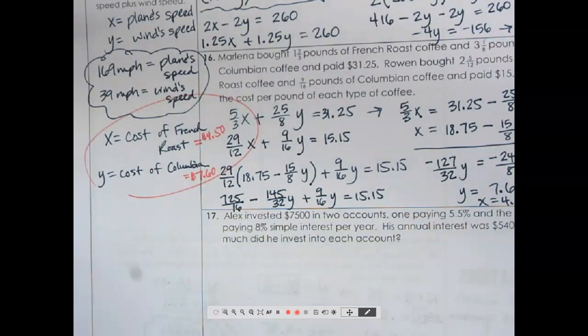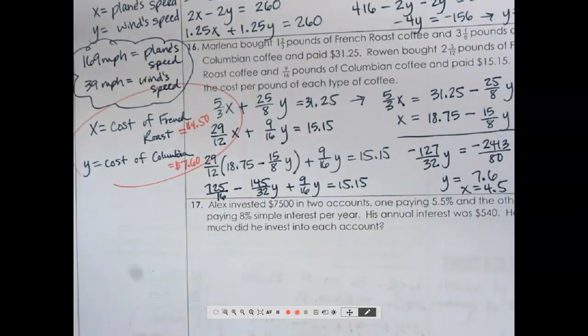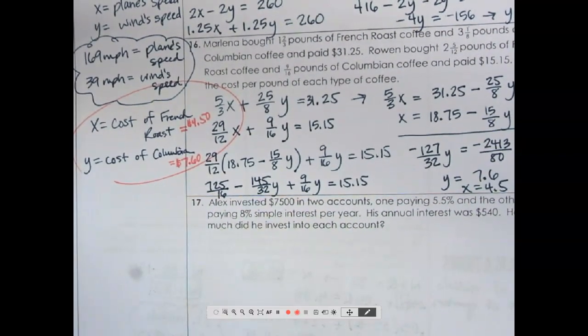All right, last one. We'll set this one up and not finish it out. Alex invested $7,500 in two accounts. One paying 5.5% and the other paying 8% simple interest per year. His, we'll just change it to her. Her annual interest was $540. How much did she invest into each account? What do my variables represent?